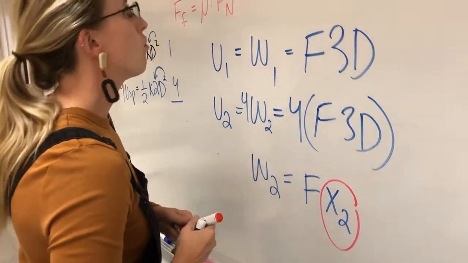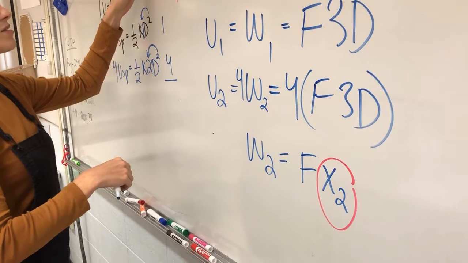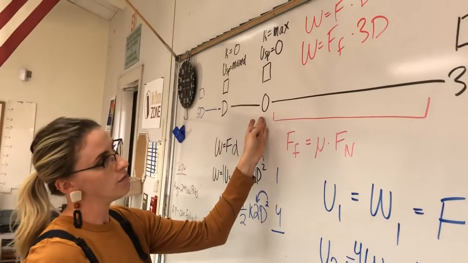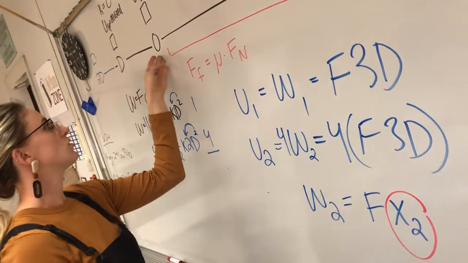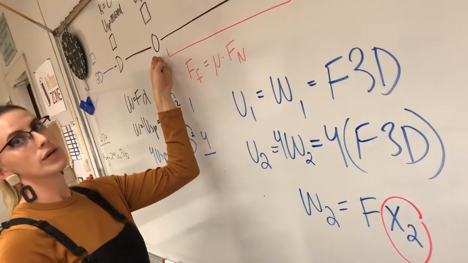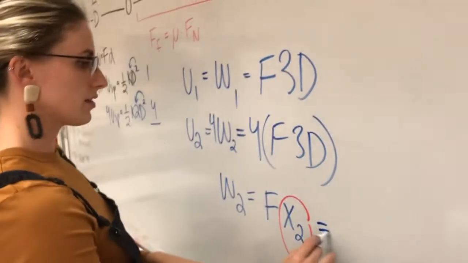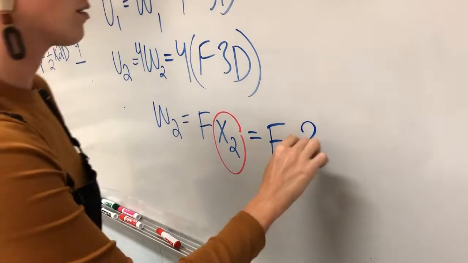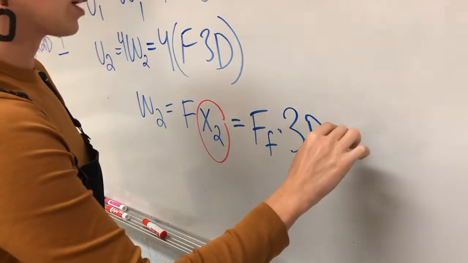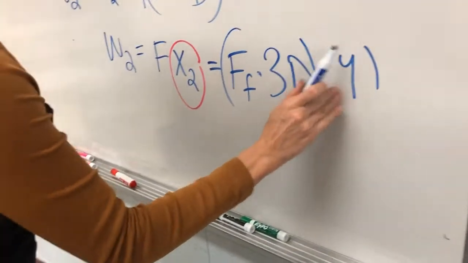Now, when we let the spring go and it passes our 0 mark, it's dealing with friction. And that friction is going to have to do 4 times the work to slow it down, which we already have right here. So let's go ahead and plug this in. We said our force of friction times 3D, times 4, with parentheses around that.